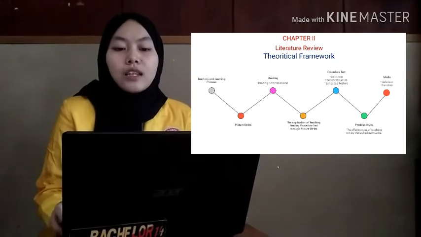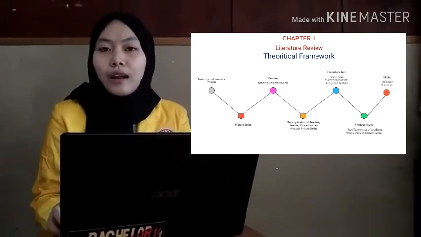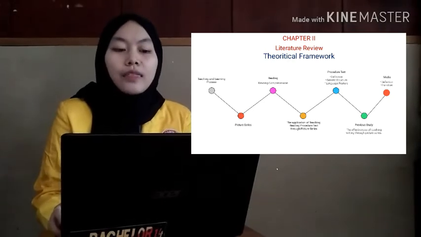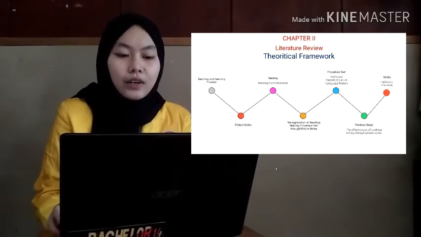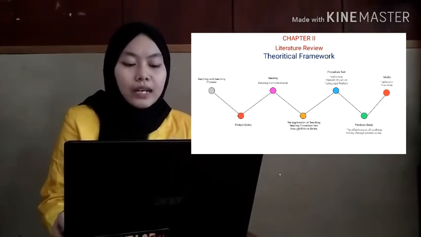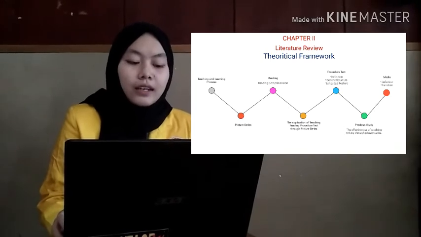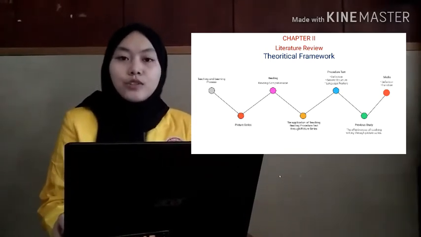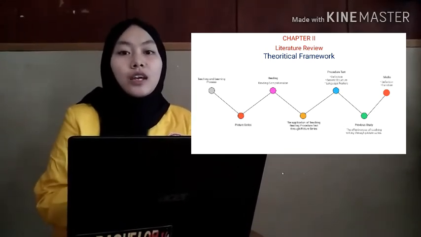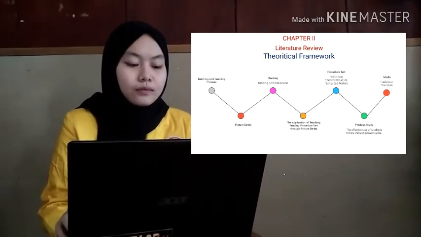The first is the theoretical framework. In the theoretical framework, there are 7 parts. The first is the teaching and learning process. According to Brown, teaching cannot be defined apart from learning. So teaching is guiding and facilitating learning. So if there is no teaching, there is also no learning.